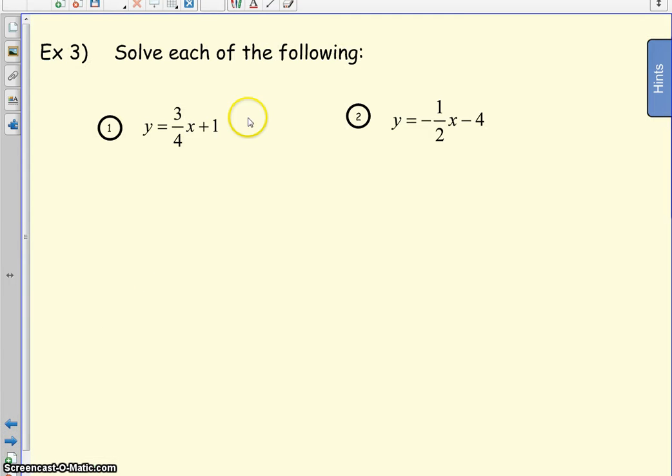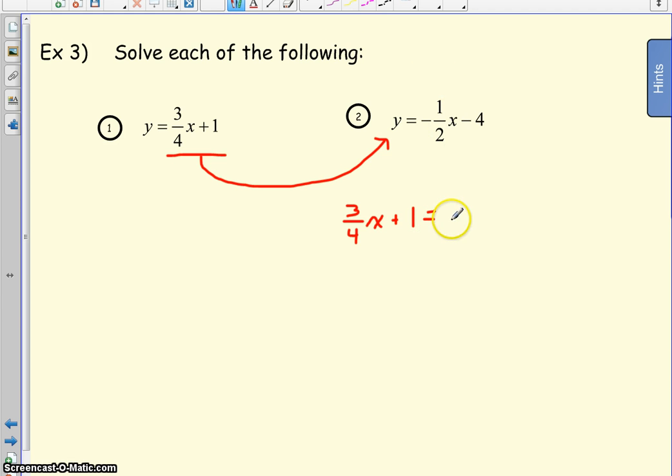So what this means is that I take a look at my first equation. I know that y is equal to 3 over 4x plus 1. Since I know y equals 3 over 4x plus 1, I'm going to replace the y in the other equation with that information. Everywhere I see a y, it's now becoming 3 over 4x plus 1. This is the substitution step. This is the big one. So y becomes 3 over 4x plus 1, and the rest of the equation remains unchanged. I still have negative 1 over 2x minus 4.